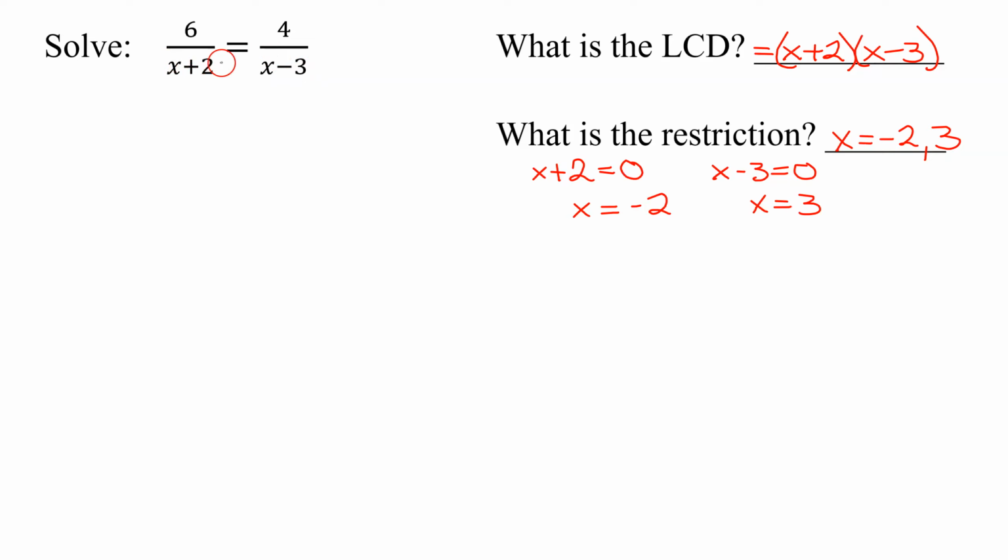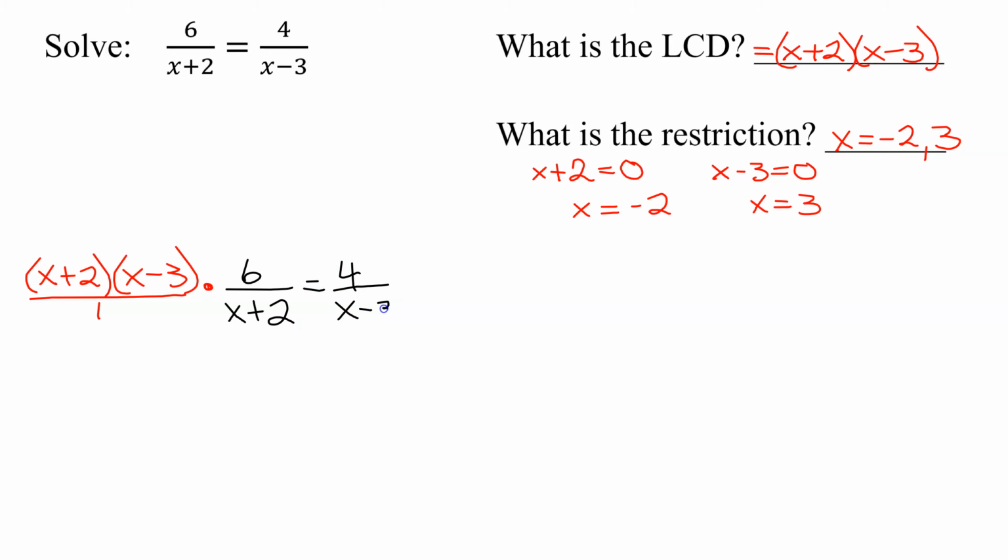So now I'm going to multiply this term and this term by the LCD. So I have my LCD of x plus 2 times x minus 3. And since I'm going to multiply it by a fraction, I turn my LCD into a fraction by dividing it by 1. And that's going to multiply by 6 over x plus 2. And that has to equal 4 over x minus 3 times your LCD, which is x plus 2 times x minus 3 over 1.